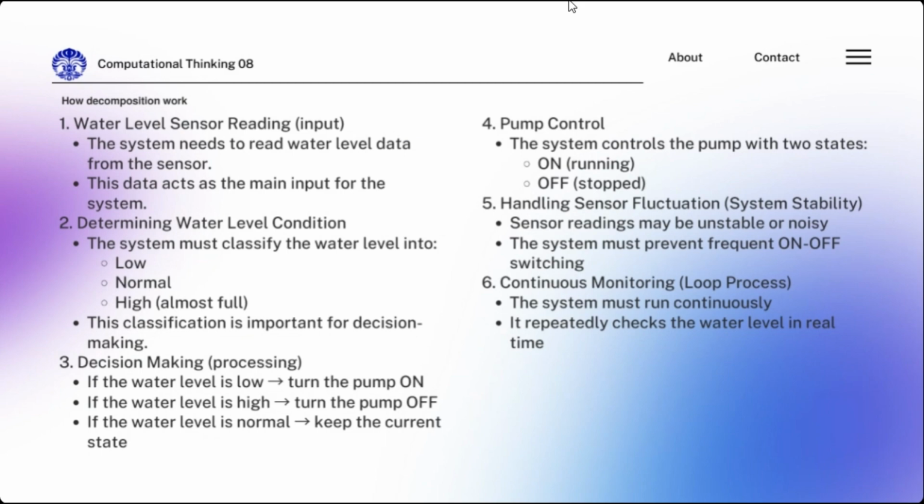The fourth, pump control. The system controls the pump with two states. On is running, off is stop. Fifth, handling sensor fluctuation for system stability. Sensor readings may be unstable or noisy. The system must prevent frequent on-off switching. The last one is continuous monitoring or loop process. The system must run continuously and repeatedly check the water level in real time.